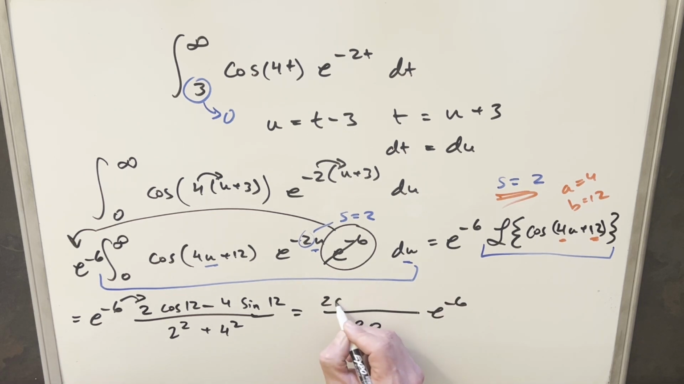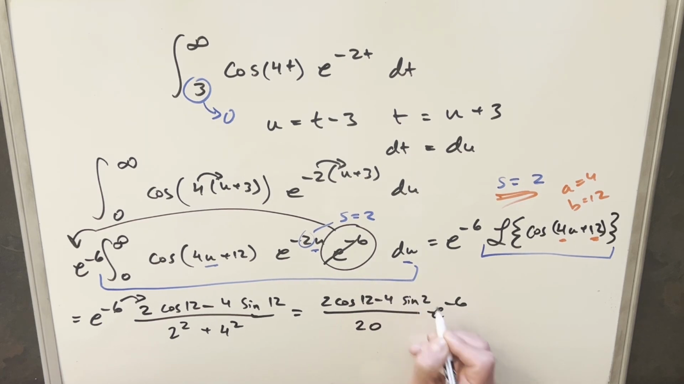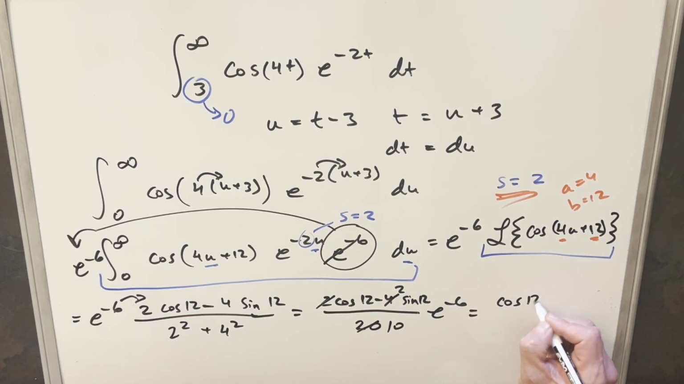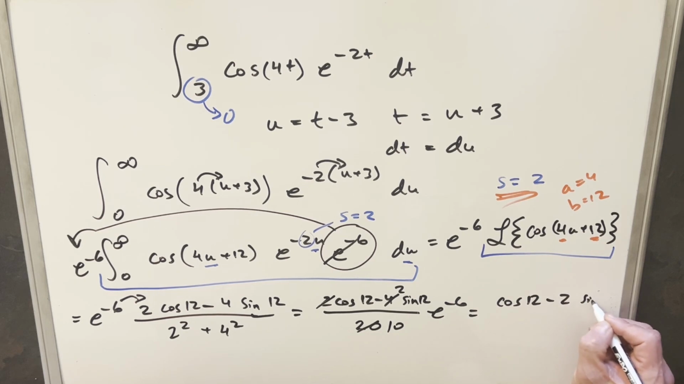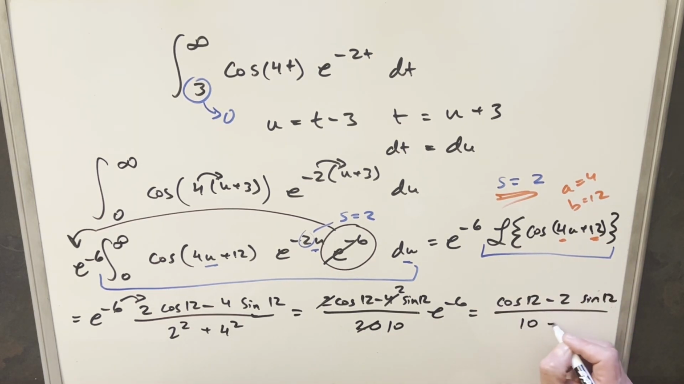We'll copy down the numerator, 2 cosine 12 minus 4 sine 12. Maybe I should reduce a little bit. I can cancel 2 with 20 and get 10 here, but then I need to change this to a 2. So for my final solution, we'll just have cosine 12 minus 2 sine 12. I can bring the e to the minus 6 into the denominator and write this as 10 e to the 6, and that's how I can squeeze it in there.